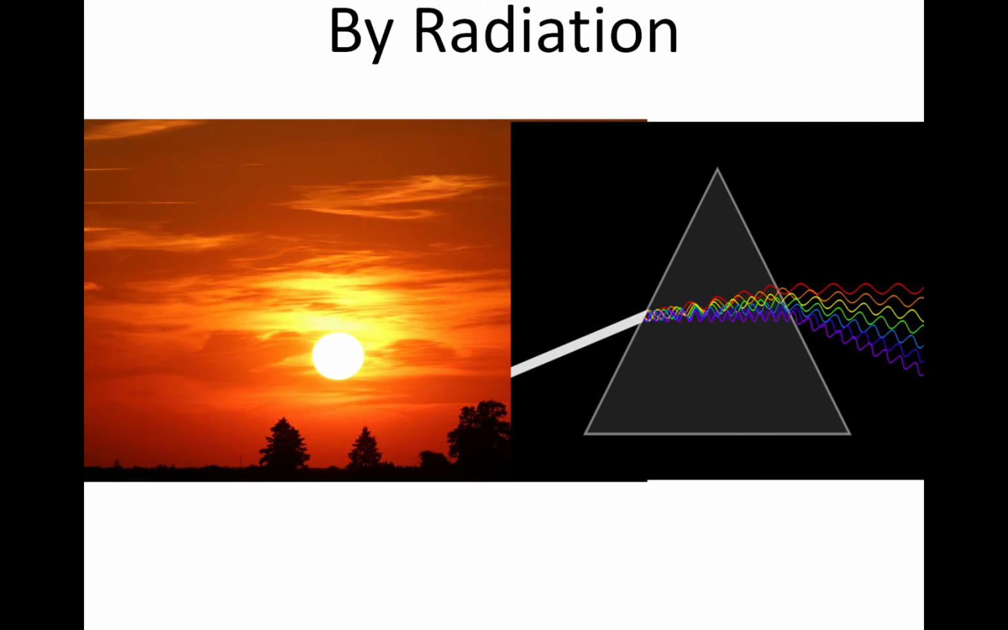Even with your eyes closed, you can tell the location of the sun. This is because the radiation from the sun is incident on your skin, and when it does so, that increases the temperature of your skin, and you are able to determine the location of the sun.